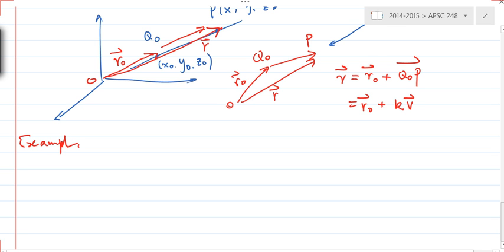It's actually quite important to understand all the physical meanings behind a given line equation right here, okay? Yeah, so that's very important. So let's look at the first example.